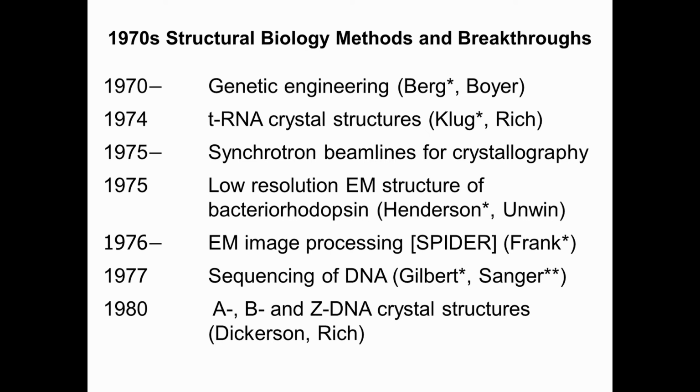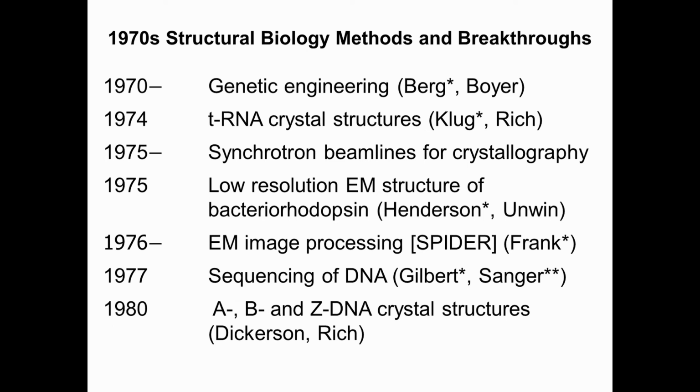The 1970s introduced genetic engineering, which really led to the big development of structural biology 20 years later. Then, for the first time, tRNA structure was determined by Klug and Rich. In the mid-1970s, powerful X-ray sources were introduced in synchrotron beamlines for protein crystallography.